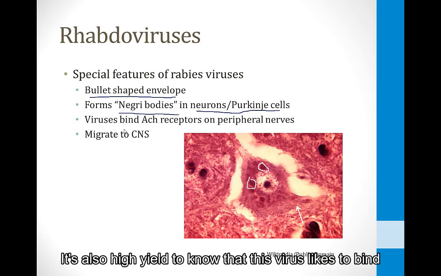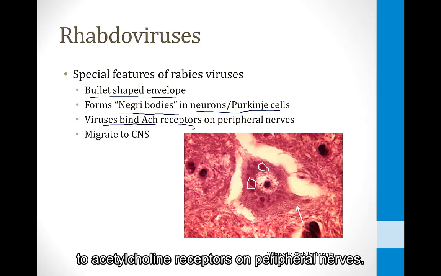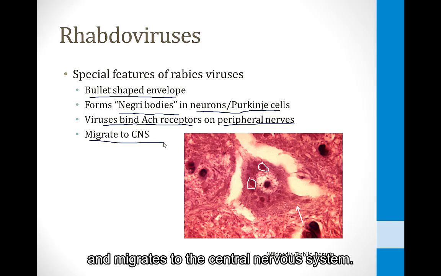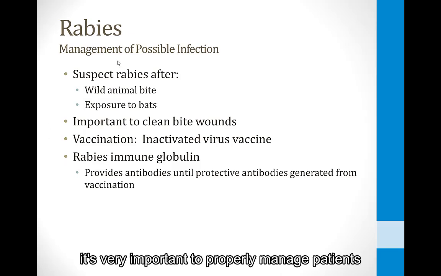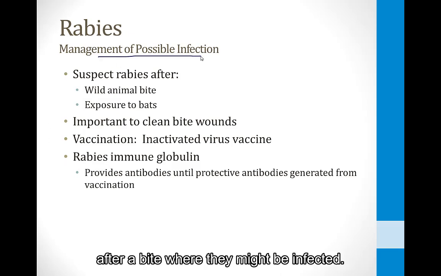It's also high yield to know that this virus likes to bind to acetylcholine receptors on peripheral nerves, and then it gets into the nerves and migrates to the central nervous system. So because the disease is so dangerous and so often fatal, it's very important to properly manage patients after a bite where they might be infected.